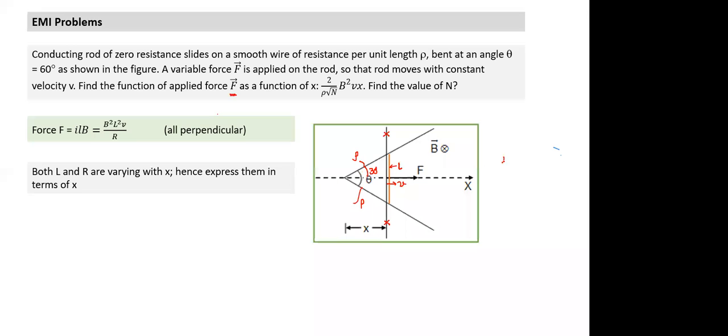L in terms of X comes equal to 2x by root 3. When I write this, what is the resistance? Resistance is equal to twice this length into rho. It becomes an equilateral triangle, so twice 2 rho into L. And what is L equal to? I substitute the value of R also, as L is 2x by root 3. If I substitute these two values in the equation, I get my value of F.